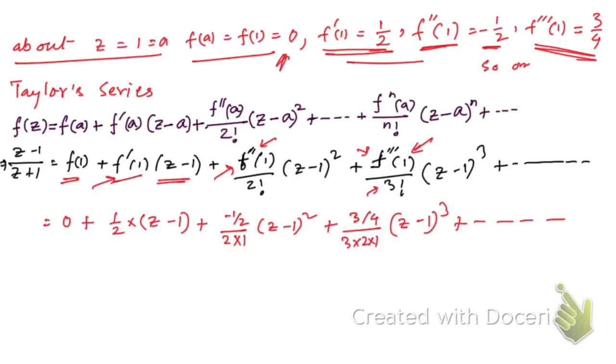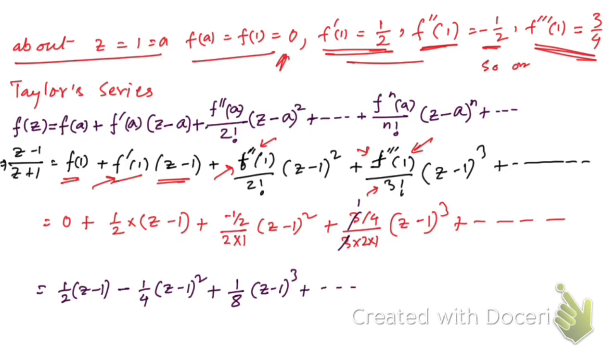So here you see, 1 by 2 into z minus 1, then minus, 2 into 2 is 4, so minus 1 by 4 into z minus 1 whole to the power 2, then plus, here the 3 is cancelled, 4 into 2 is 8, so 1 by 8 into z minus 1 whole to the power 3, then plus dot dot dot so on. So this is our answer. That's how we can solve. So hope you have understood this.